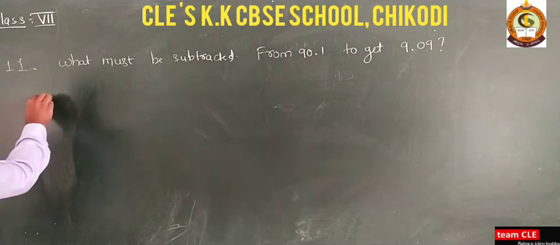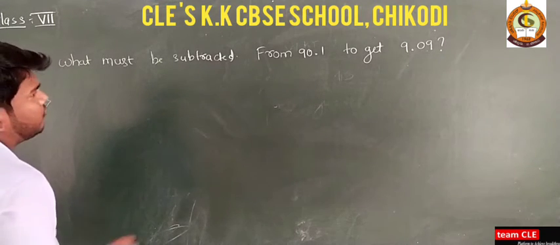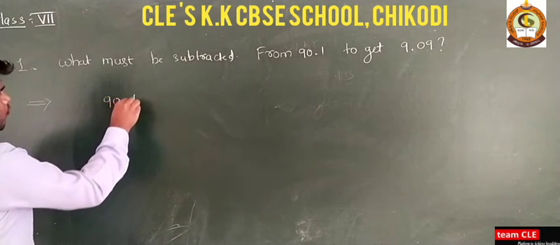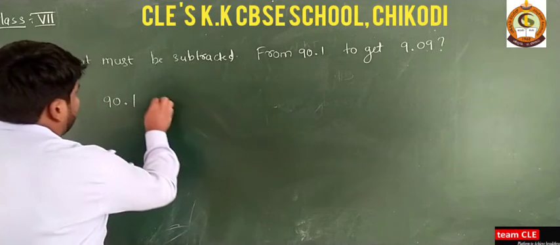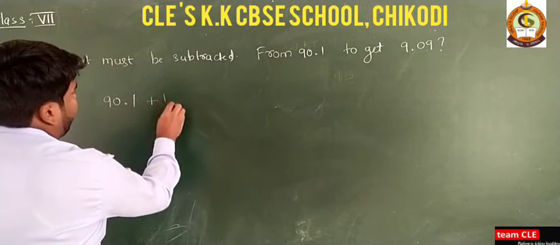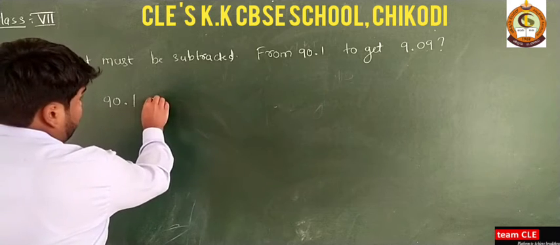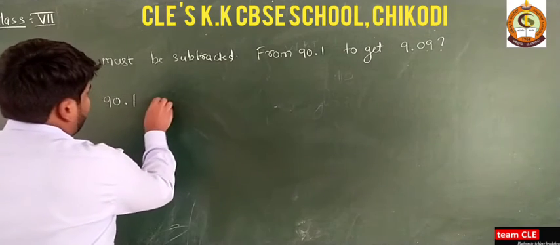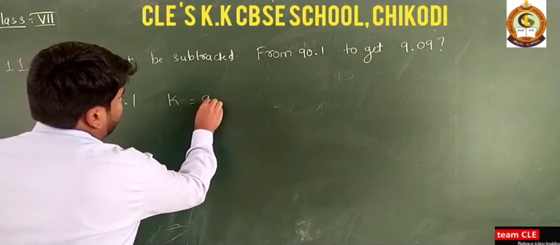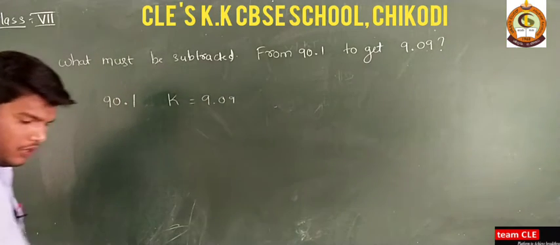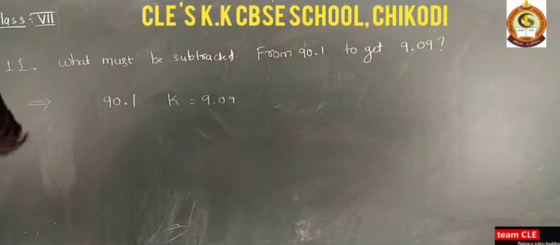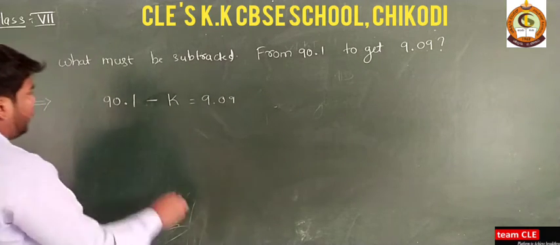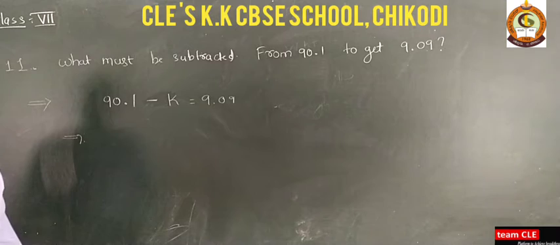So see here dear students, the question says subtracted, so I write 90.1, what must be subtracted to get, so I will write this as k. What must be subtracted means I will write 90.1, I will choose one more as k, which is equal to 9.09. Okay dear students, so this is our question, but since it is subtracted, I will put a minus sign here. Okay, so now I need to solve this.